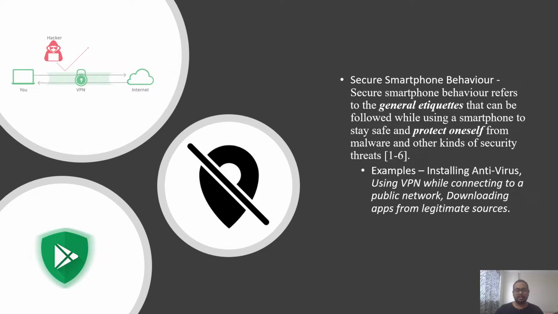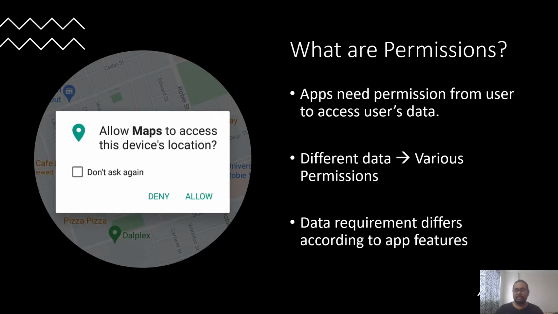So, what do we mean by secure smartphone behavior? We refer to the etiquettes that can be followed while using a smartphone in a safe manner as secure smartphone behavior. For example, installing an antivirus or using a VPN to connect to a public network are some of the secure smartphone behaviors. So, what are smartphone permissions?